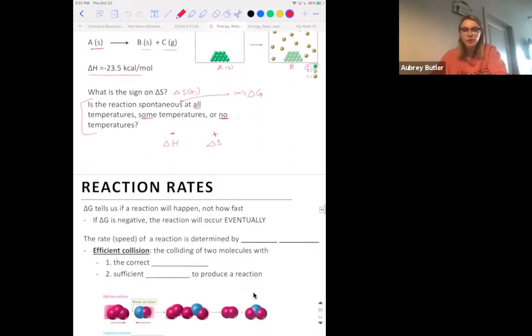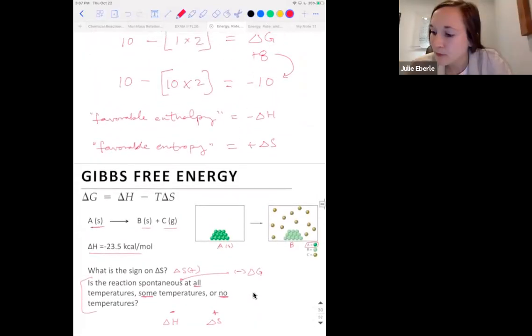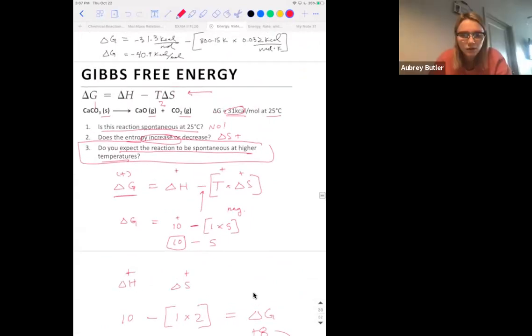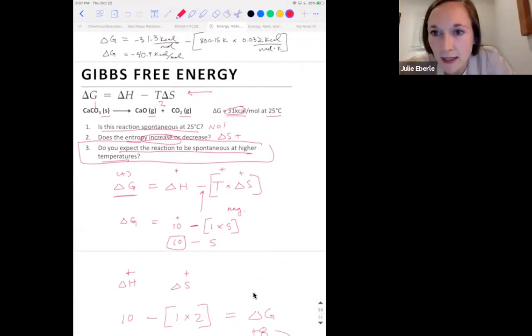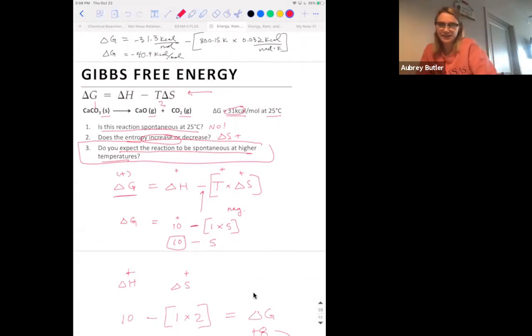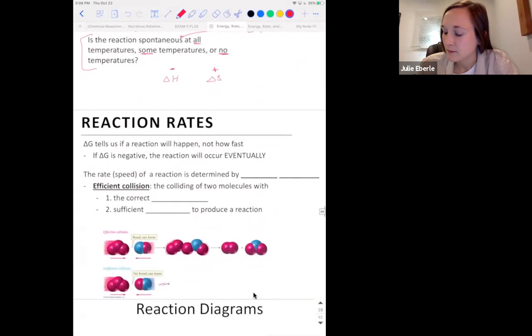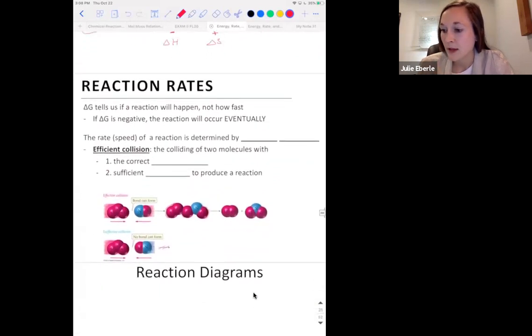So I do have one question. Yes. What would it look like if they were only spontaneous at some temperatures? Have we done one like that? Yeah, that's right up here. This one right here. This one is going to be spontaneous at high temperatures, non-spontaneous at low temperatures. Okay, yes. Rows 3 and 4. Conditions like that. And then vice versa.